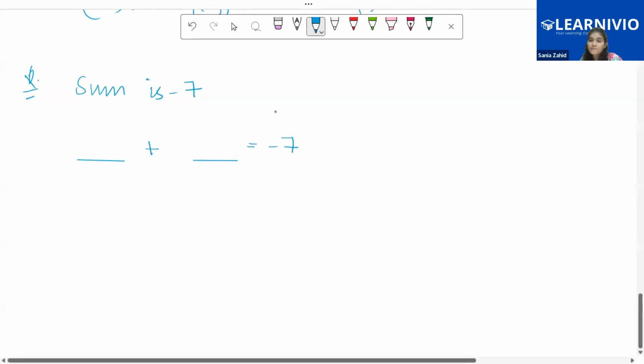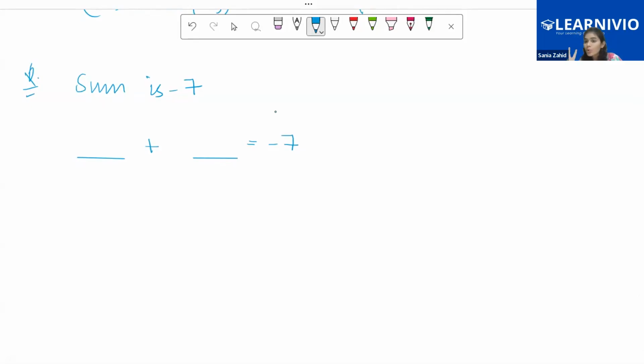How, ma'am? Okay. When do we get a negative number as our answer? When both of them are negative, right? Or the bigger one is negative. Then only I will get negative as my answer. So can I write both numbers negative? Yes. Okay. So tell me 2 numbers. On adding them, you should get 7. Tell me any 2 numbers. On adding them, you should get 7.